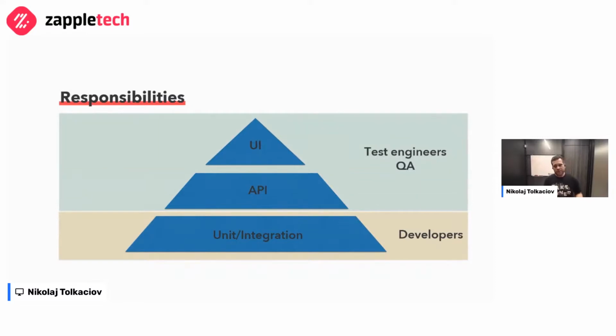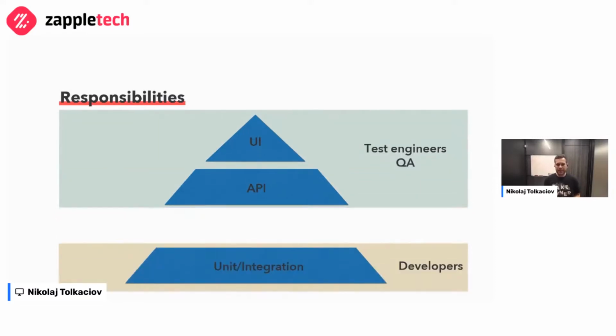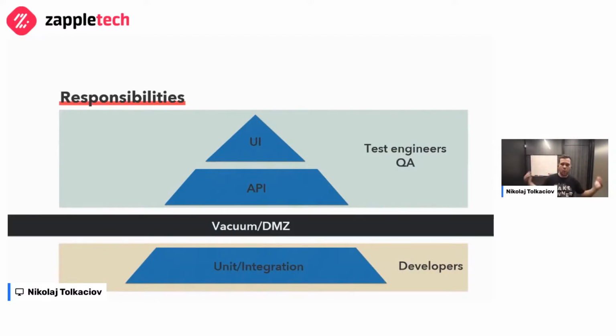And the worst thing about it is that usually there's a really big gap between those. Even like a wall: we don't care what unit tests are testing, we mistrust them. Also, developers don't care what other layers are testing.